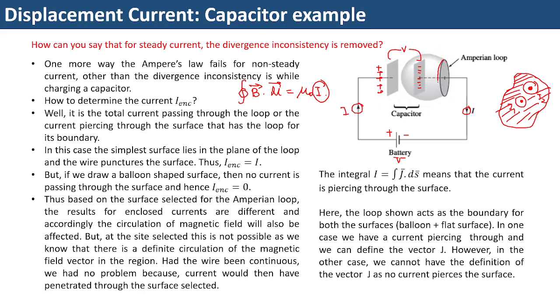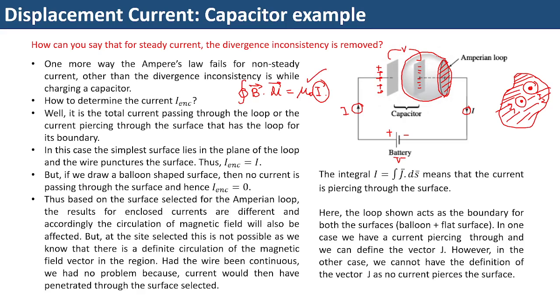Now, this is my Amperian loop, which is bounding this current lead, and corresponding to this loop we can think of two different surfaces. One is this balloon shaped surface and the second one is this open surface. Now when we consider this open surface, we can very clearly see that the current lead is piercing through this particular surface. So when we apply Ampere-Circuital law, we easily get that the integral of B dot dl over this closed loop is given by mu naught I.